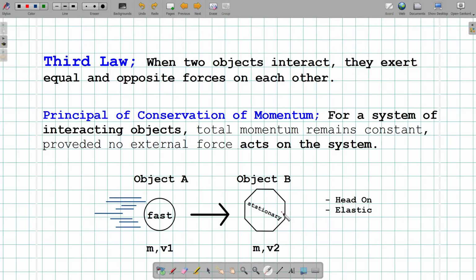We're going to talk about elastic and inelastic collisions later in the second video, but I really should be timing this video actually. Oh well, never mind. Hopefully it won't go over too long.